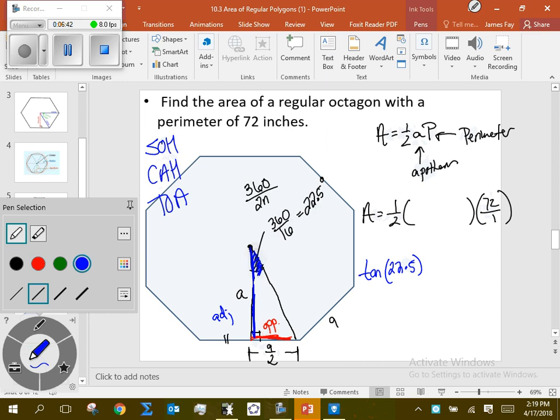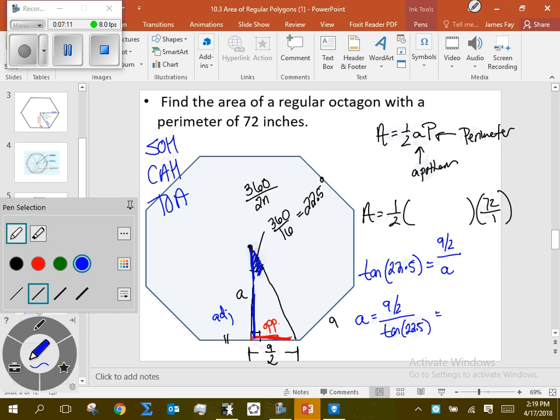Bear with me, my mouse keeps lagging. So tangent of 22.5 is equal to opposite, so 9 over 2, divided by adjacent, which is A. Okay. What have we talked about with examples like this when the variable's in the denominator? What happens to these two things, the tangent 22.5 and A? They switch spots. So we get 9 over 2 divided by tangent of 22.5.